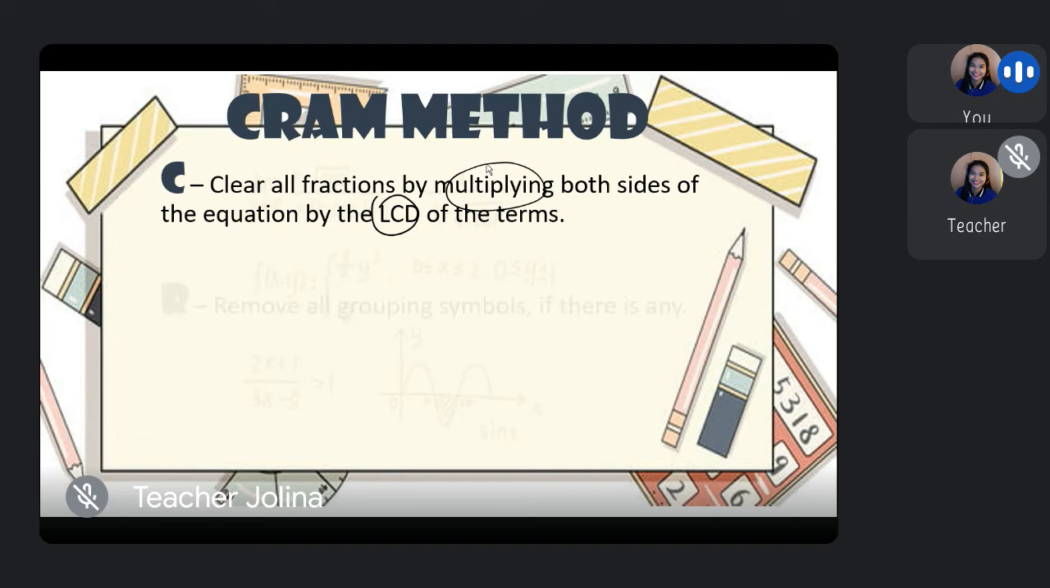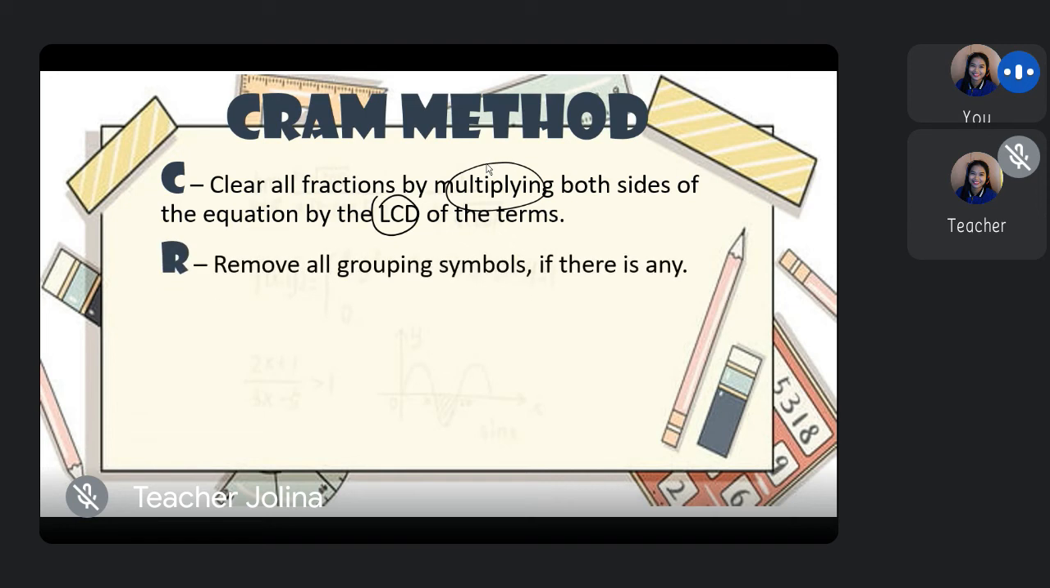For R naman, R stands for remove all the grouping symbols if there is any. So kung meron tayong mga parentheses, meron tayong mga bracket or braces, pwede natin yung i-remove by performing different operations. Pero ang pinaka-accurate or nagagamit po dito sa ating CRAM method is yung product operation para ma-remove natin yung grouping symbol. A naman stands for add or subtract similar terms.